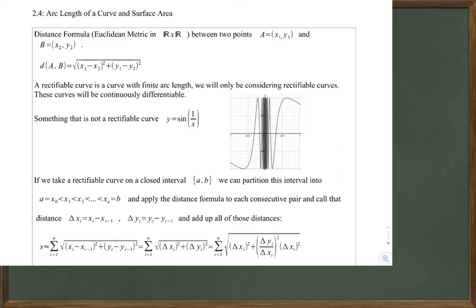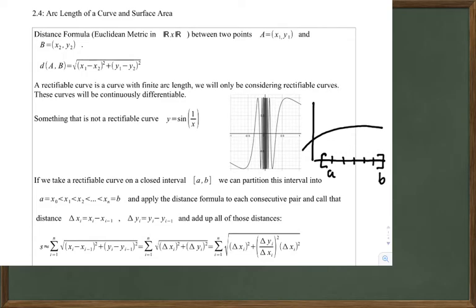So maybe we can sketch a little example of a rectifiable curve. We'll just do it in the first quadrant. A nice smooth rectifiable curve like that. If we take a rectifiable curve on a closed interval AB, so there's A, there's B, what we're going to do is form a partition. A is going to be equal to x naught, and then we'll have an x1 and an x2 all the way out to xn, which will be B, and we're just going to partition that interval up.